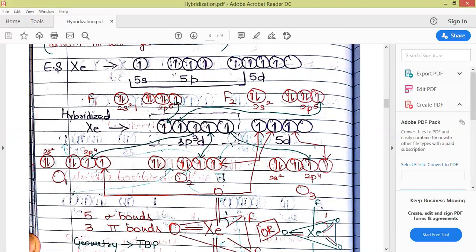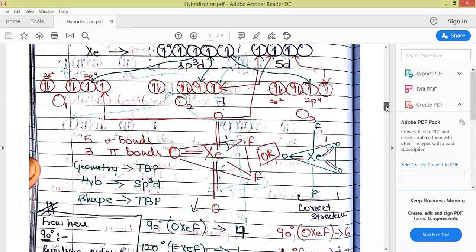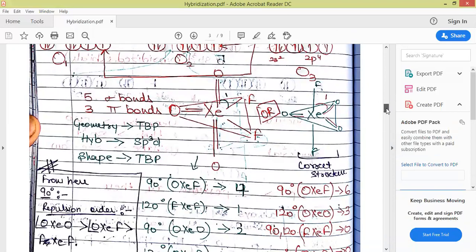So here we can see that the 2p orbital of oxygen and the 5d orbital of xenon are involved in the formation of pi bonds for all the oxygens, and the 3 pi bonds are formed by the combination of these 2 orbitals.